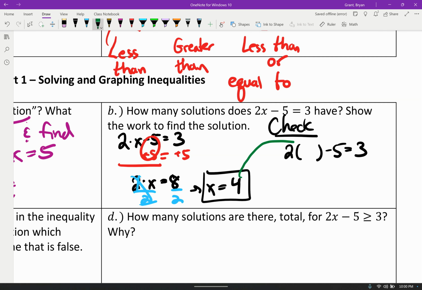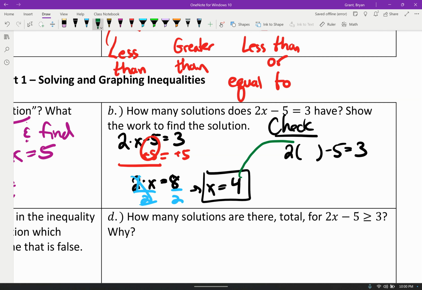Is 5 equal to 3? No. But is 5 greater than 3? Yes. So that means that the x value I used, x equals 5, is a solution. And I'll just put a smiley face because it made the result true, 5 greater than 3. Okay, let's try our next one.